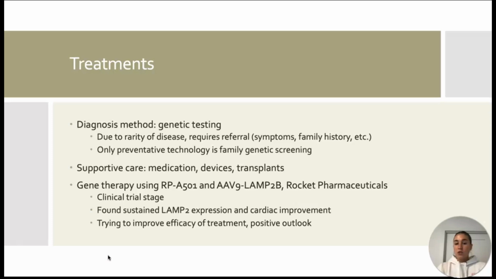So the only way to prevent your future generations from having it is to check yourself to make sure that you don't have the gene to pass it on. Supportive care. So there's medication, devices, and transplants that can be done to help the symptoms. Supportive care is knowing that you already have the disease, and it's not a cure for the disease, but it's to help with the symptoms that come along with the disease.